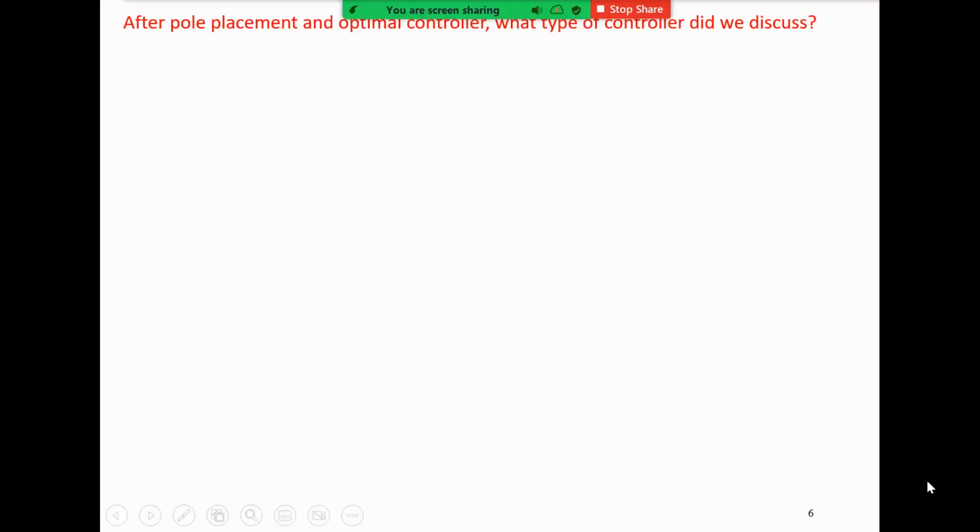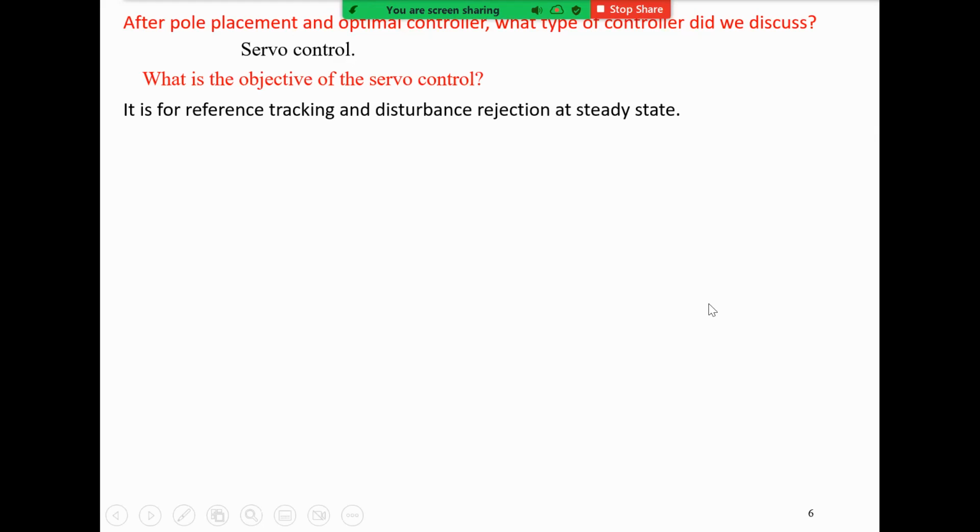All right. After the power placement of the optimal controller, what type of controller did we discuss? For the purpose of power placement, you try to drive the output to some constant or an equivalent position. But normally, for many control systems, we want the output to follow something, some constant or a time varying signal. So that's the purpose of the servo control. We try to follow a desired output.